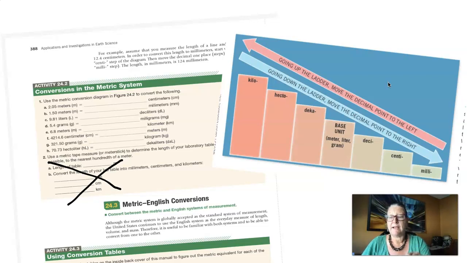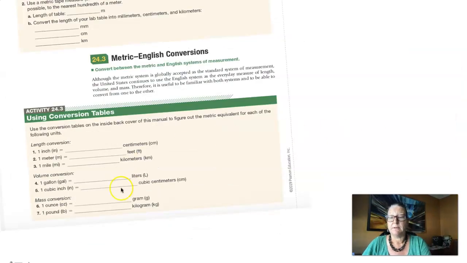The next page, activity 2, I ask you to do number 1, and again, this staircase or ladder system is really the way to do it. I did not assign question 2. Below we have English metric conversions.